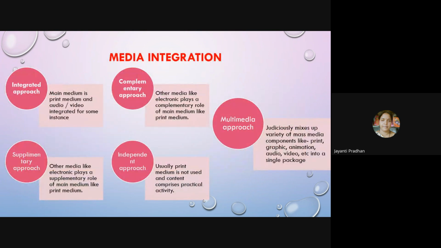So media integration can be in these five approaches. First, the integrated approach. That means the main medium is the print medium, like a book or any text material, and here audio and video are integrated for some instances. For some topics we are integrating the audio and video. Main medium is the print medium, and the supportive media are integrated. In some instances, we are integrating audio and video for better clarification.